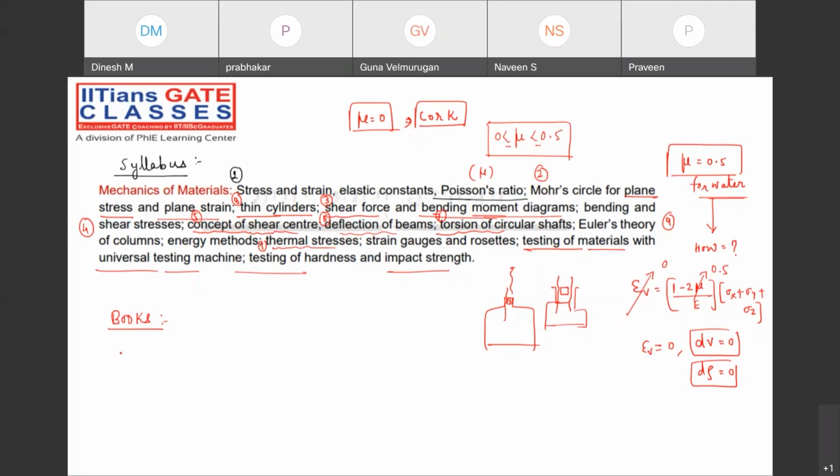The very first book that I will recommend is Mechanics of Materials by Gere and Goodno. That is one of the famous books that we have. Second, you can follow Mechanics of Materials by B.C. Punmia.